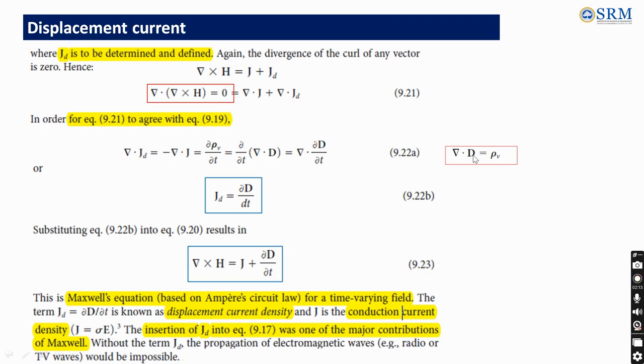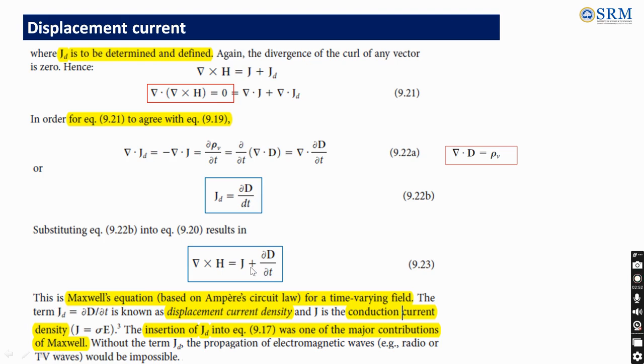We know from Gauss law for the electrostatic field that del dot D is equal to rho V. So instead of rho V, I am going to write del dot D, and I am just going to interchange the divergence and the partial differentiation. So del dot dou D by dou T. If I compare the first and the last part of this equation, neglecting the divergence, JD is equal to dou D by dou T. So I have found the displacement current density, and I am going to add this in the equation. This is going to be my Maxwell equation based on Ampere circuit law for the time varying case.